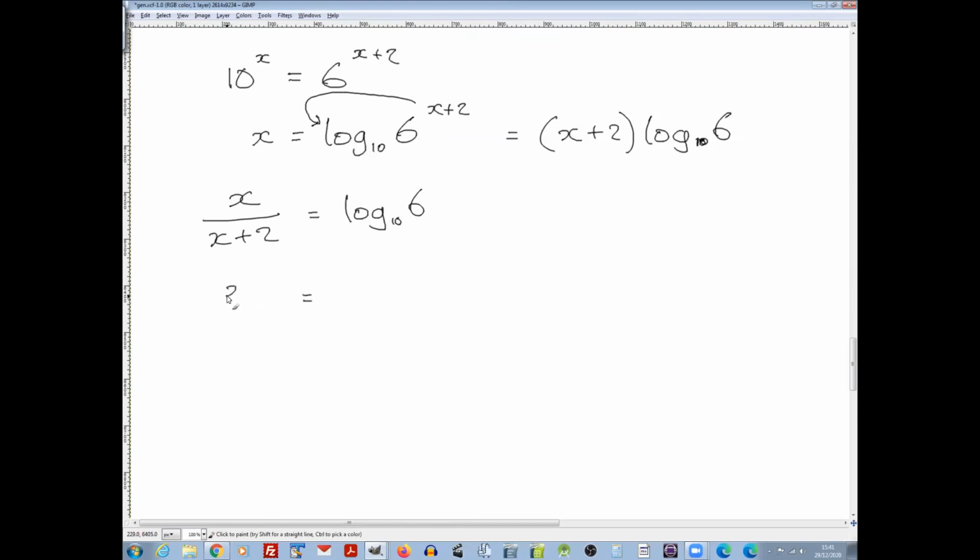So if we take the reciprocal of each side, we do indeed get x plus 2 over x, is what I meant, equals 1 over... Okay, you see what I meant by taking the reciprocal of each side? Yeah, I see what you've done. But what's the advantage of doing that?